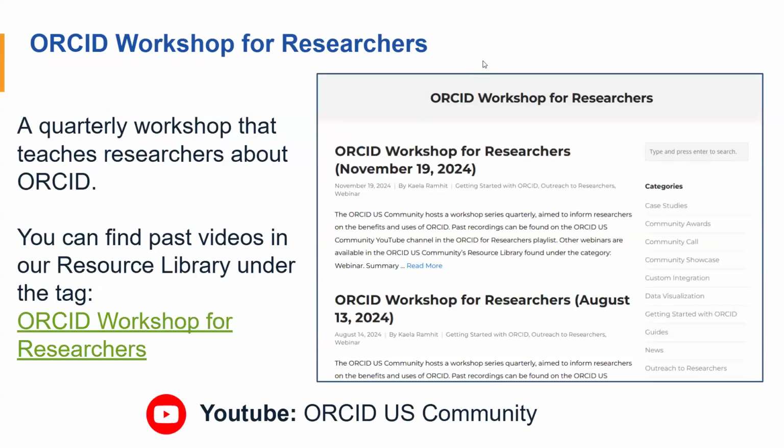Now, the ORCID US community has an ORCID workshop for researchers that we put on quarterly each year that goes into more detail on ORCID, what it is, some of the benefits of using ORCID, how to use your ORCID record and populate it with information, and lots of other important information for researchers really trying to learn how to best utilize ORCID. On our website, you can access all past recordings of these workshops by going to our resource library. You can find them by going to the ORCID Workshop for Researchers tag or by searching using the search box. You can also find those recordings by going to our ORCID US Community YouTube channel.